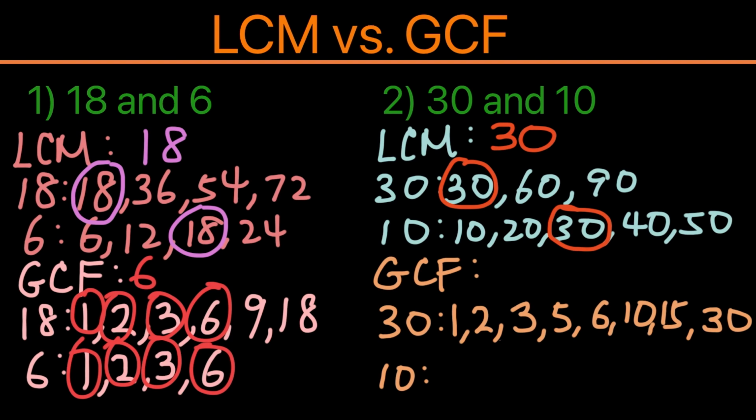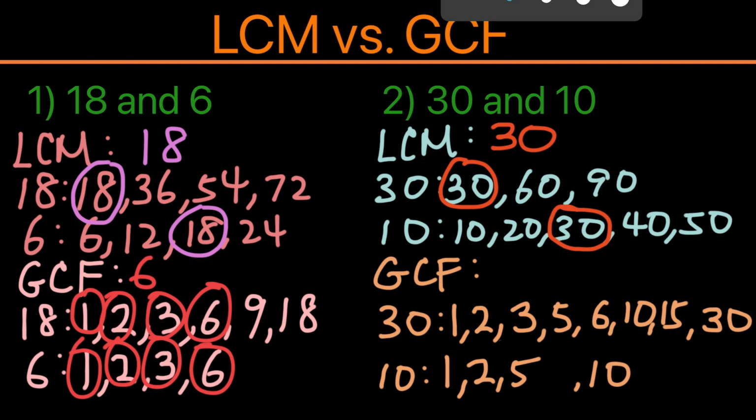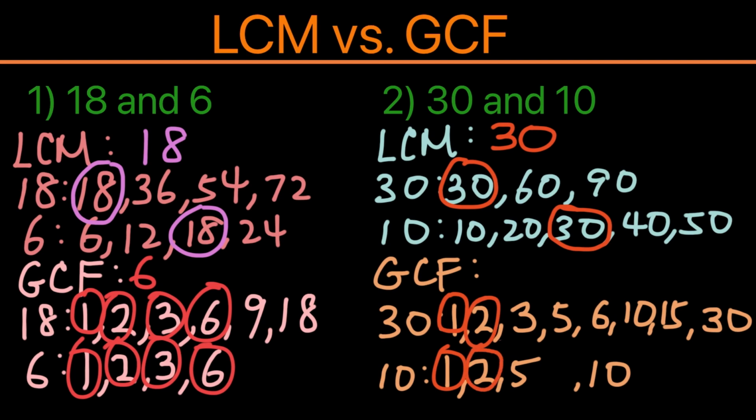For 10, we'll go ahead and list out the same way. So we have 1, and then 2 will work because 2 times 5 is 10. 5 times 2 is 10. And that's it. Now looking at these two sets of numbers, we're going to circle the ones that match. So we have 1 that's in common, 2, and then 5, and then 10. So the greatest common factor is 10.